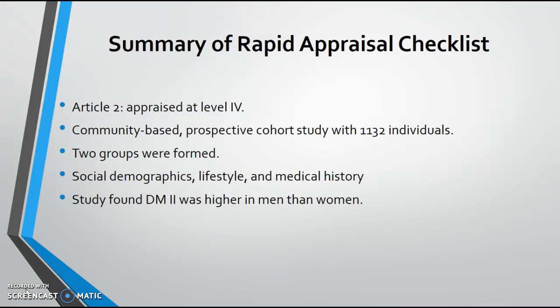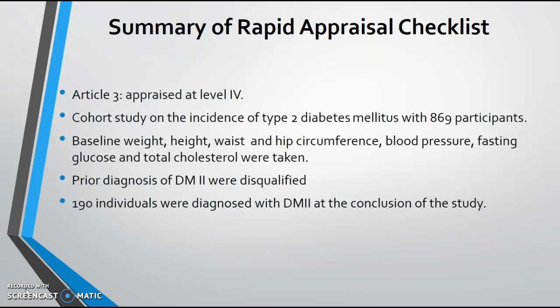Article 2, there were just over 1,100 individuals. They had two groups from various backgrounds with various medical histories. The study found that type 2 diabetes was higher in men than women.